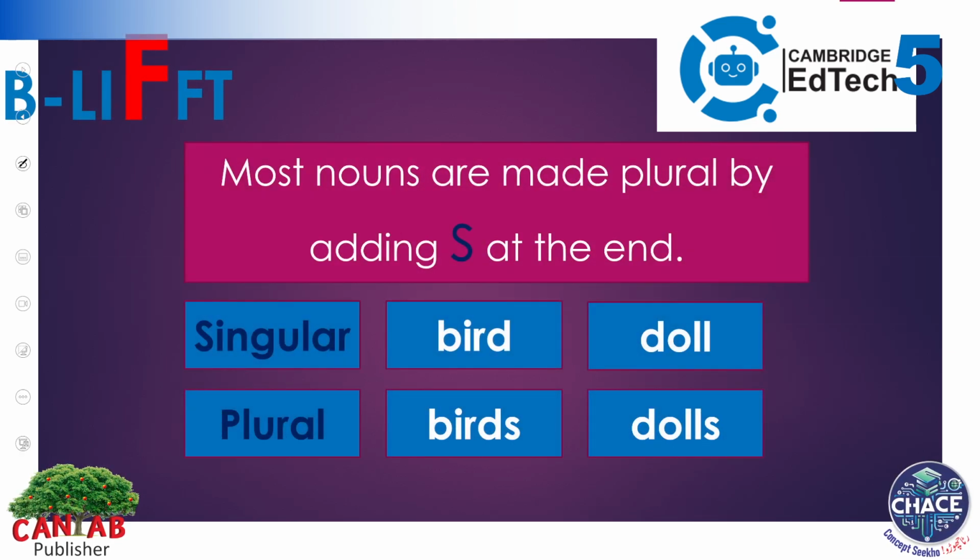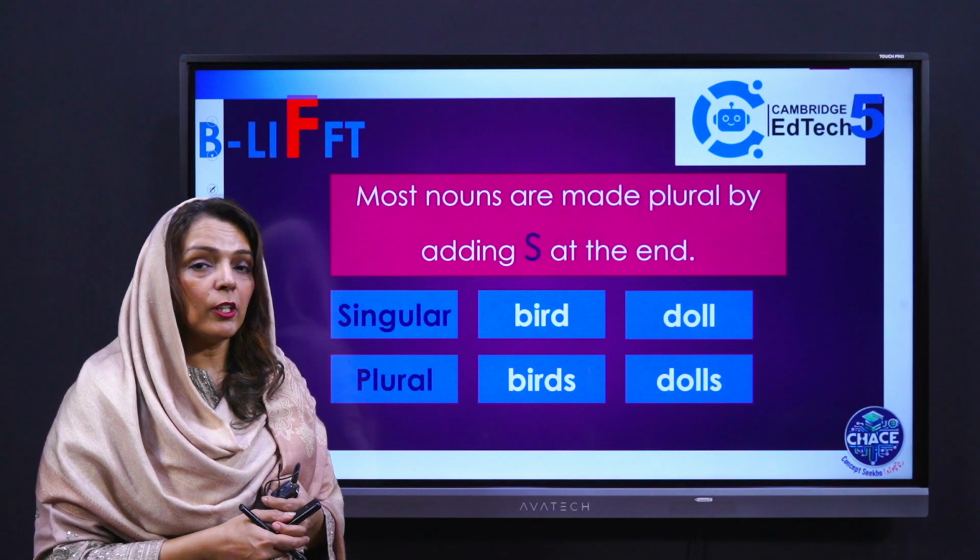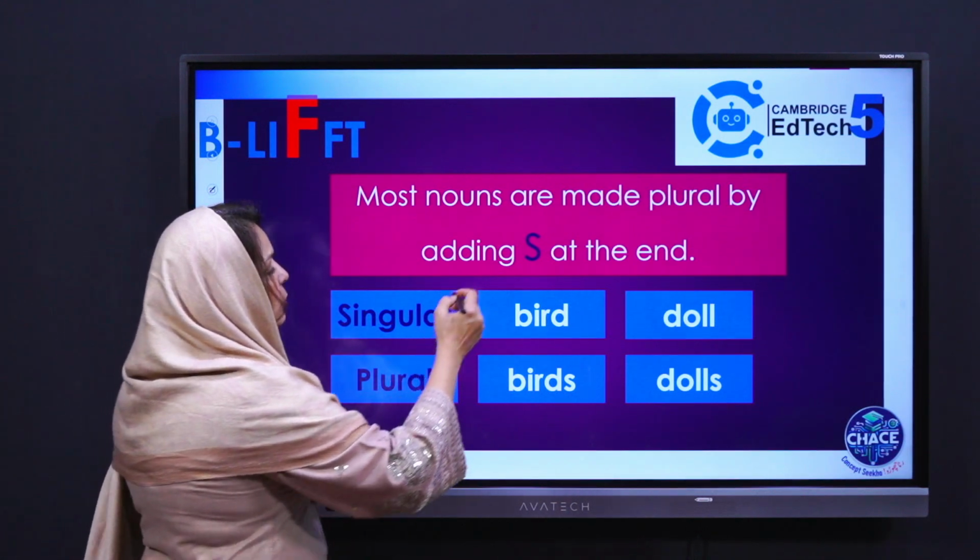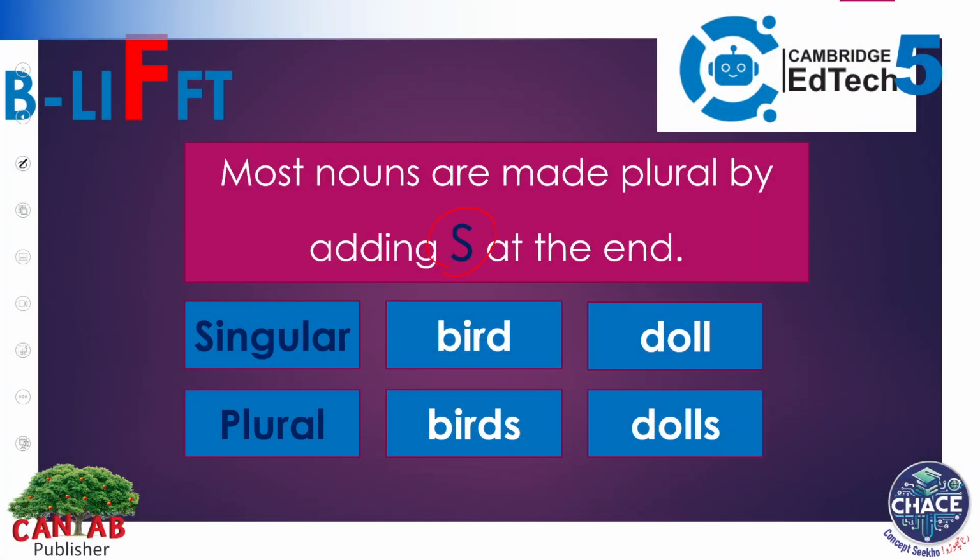It is very simple and you people have already done it, which says if you want to make certain singular nouns into plural nouns, you just have to add s at the end. For example, add s with the birds. You can easily convert the singular into plural, and same goes for the doll. Just add s. Simple as that.